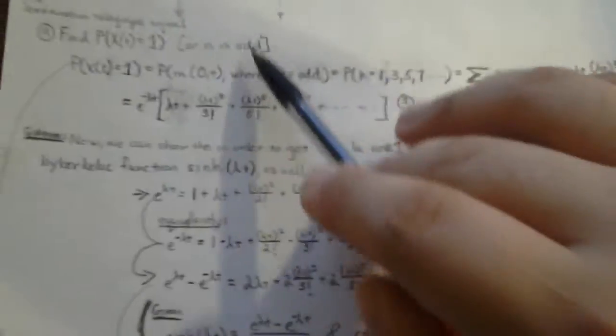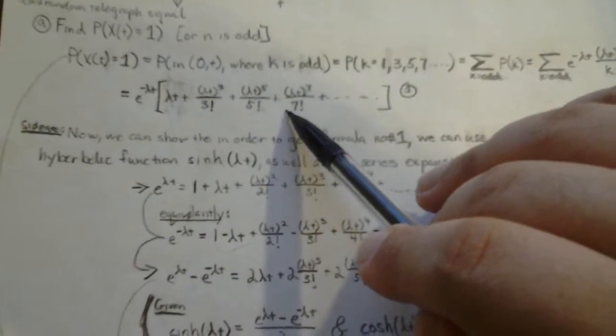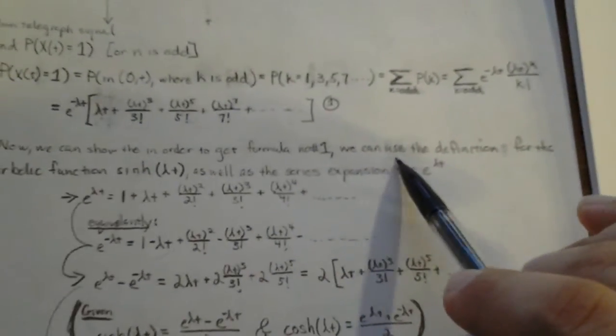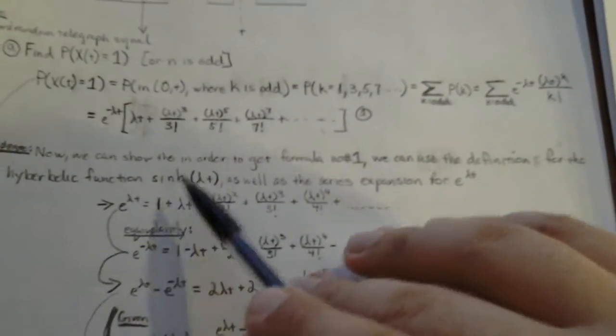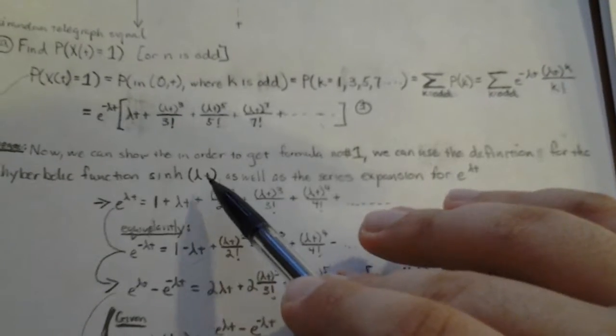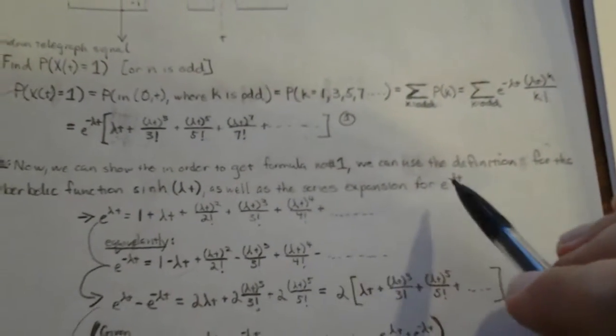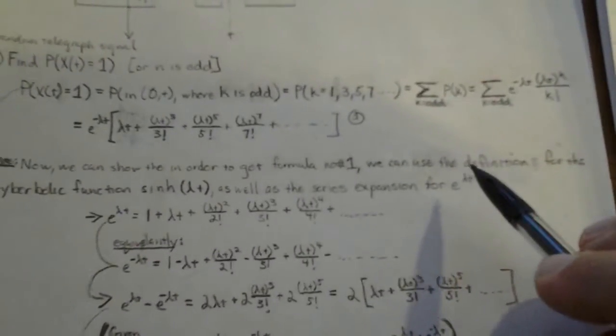Now, at this point, we actually have to take a step back. How do we actually define this? In order to define this, we have to do a small side note. Basically, we can show that we can get this equation, but first we have to look at the definition for the hyperbolic function, sinh, in terms of lambda t, and also how that's related to the series expansion of e to the lambda t.